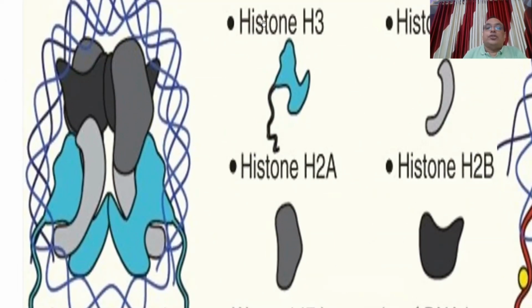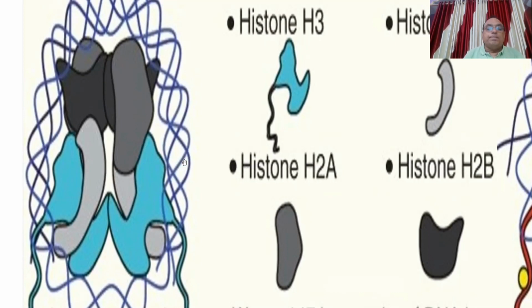Sorry, H3 and H4, 2 molecules each will form a tetramer. So 2 molecules of H3 and 2 molecules of H4 will form a tetramer, and it will form the core, the scaffolding around which the H2A-H2B dimers will get attached. 2 H2A-H2B dimers will get attached. So here you have 4 molecules, 2 plus 2, 4 molecules. And so this will form the histone core, that is the octamer of histones.